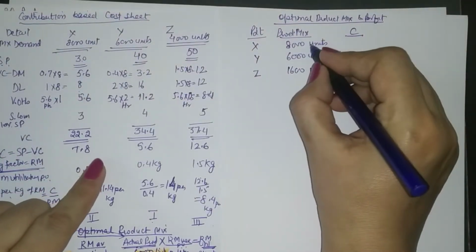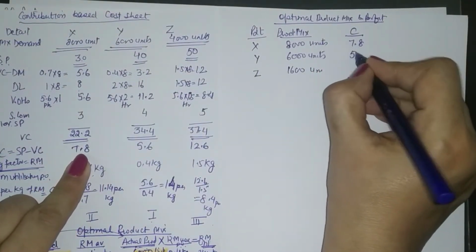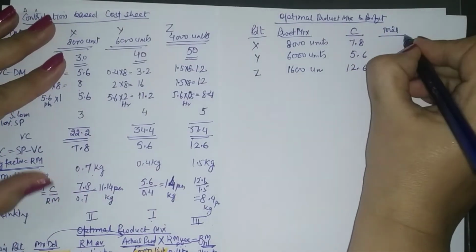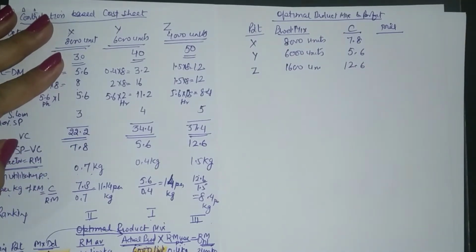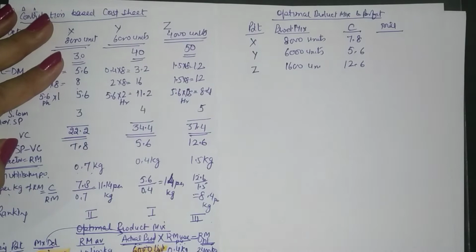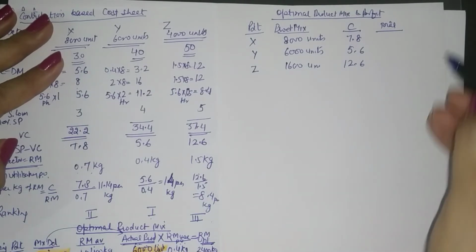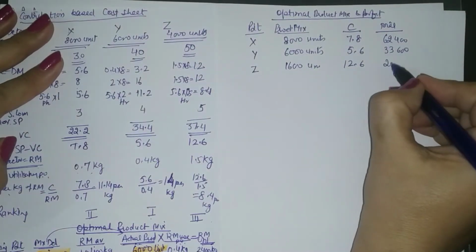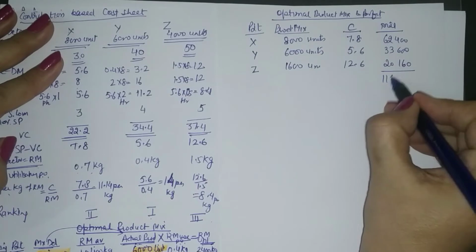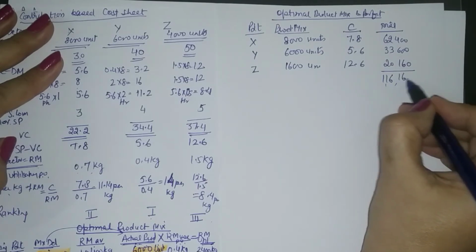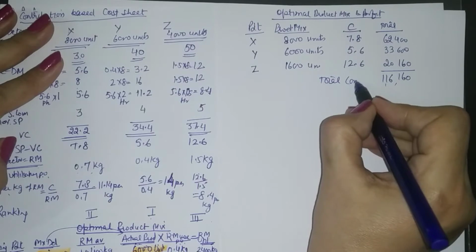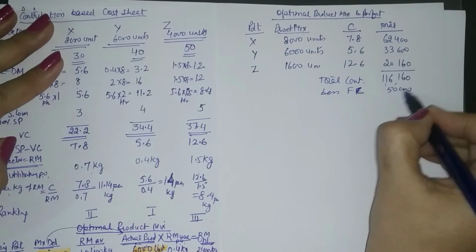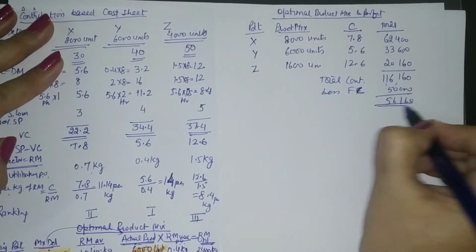So once we sort out the things, now we can take up the contribution as it is. So for X, contribution is 7.8, for Y it is 5.6, and for Z it is 12.6. So total contribution you can solve: 62,400, 33,600, 20,160. So it gives you 1,16,160. This is your total contribution. Deduct fixed cost from there, 50,000. So you are left with 56,160.